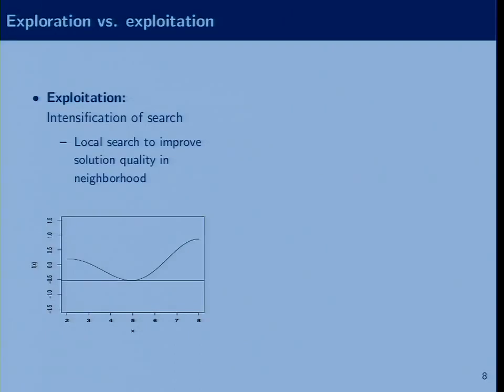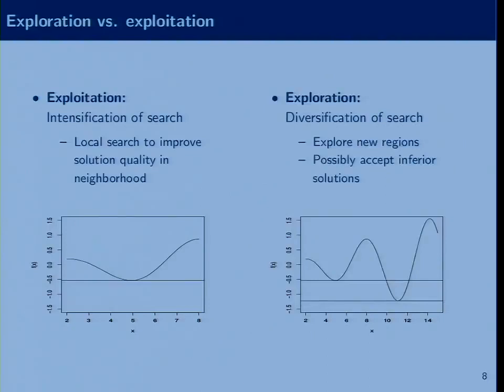Okay, next thing I want to talk about a bit is exploitation versus exploration. Exploitation is the intensification of search, a local search to improve the solutions in a neighborhood. So for example, if you have a function like that, you would have points in there, you would accept all the improvements that are made and hopefully end up in the best possible value of this basin of attraction. Exploration, on the other hand, is more like exploring new regions, and what you need to do for that is possibly accepting inferior solutions as well.